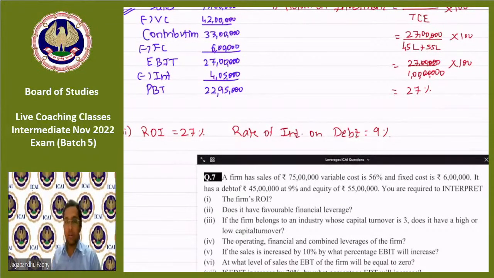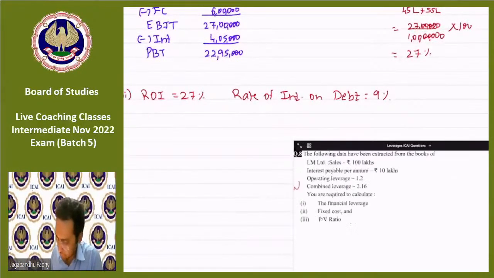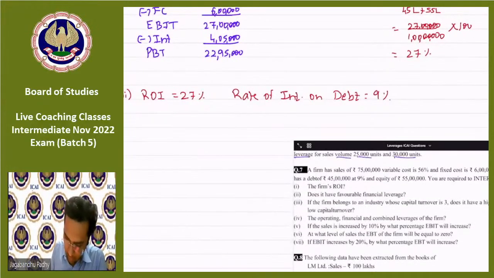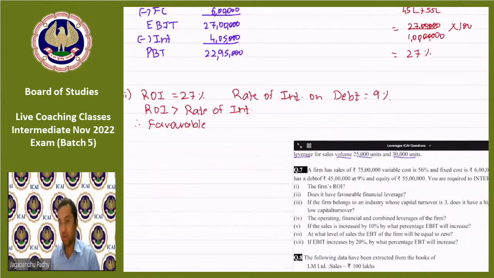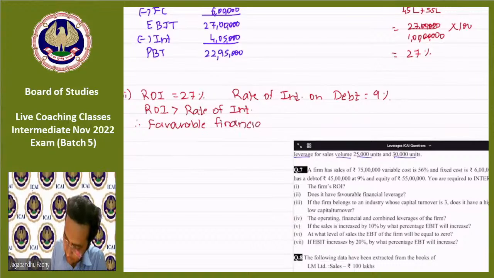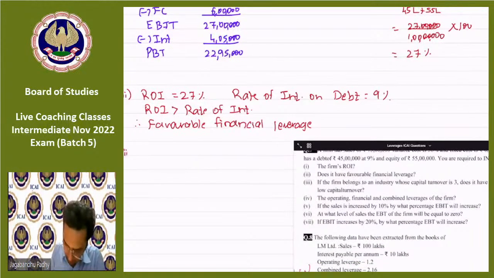Favorable, because we are raising funds at a lower cost and we are investing at a higher rate. So, since return on investment is greater than rate of interest, therefore favorable financial leverage, because you are able to bear the fixed cost, right? You're able to bear that loan because you're getting the funds at a lower rate and investing it at a higher rate. Okay, guys, that's the second part. Then we have the third one.